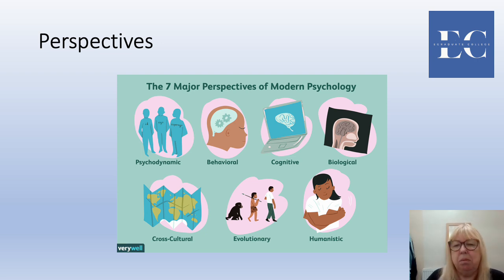But the big 5 are psychodynamic, behavioral, cognitive, biological, humanistic. So when you are writing your essay, you need to at least pick from those 5. The other 2 don't matter so much, I would say, unless you've found a particular interest in them. But definitely pick at least 2 out of the big 5. Okay. And they've all got different approaches, and they've all got different pieces of research that you can use as examples.